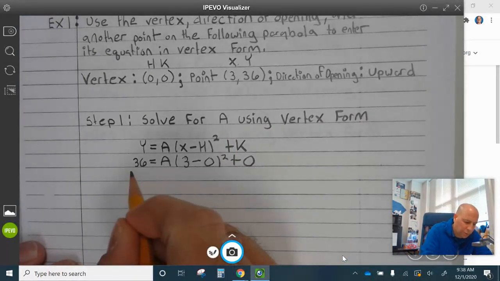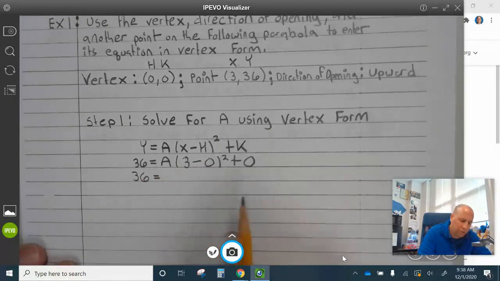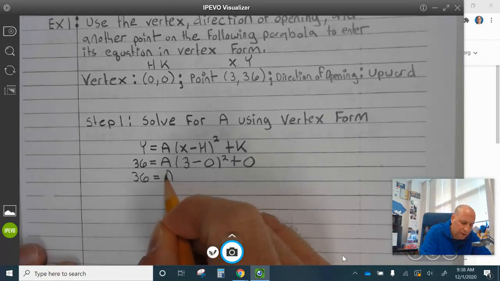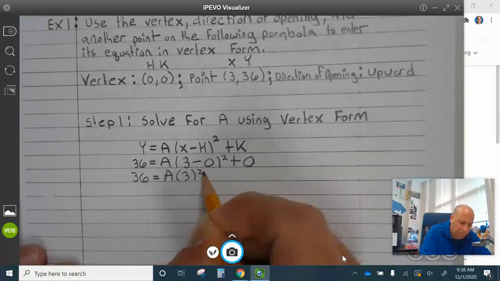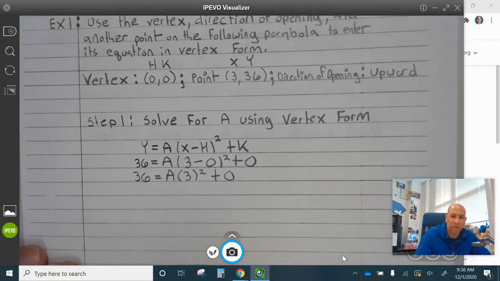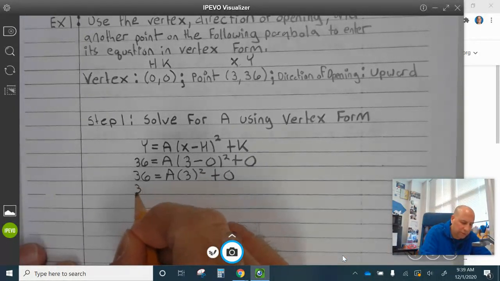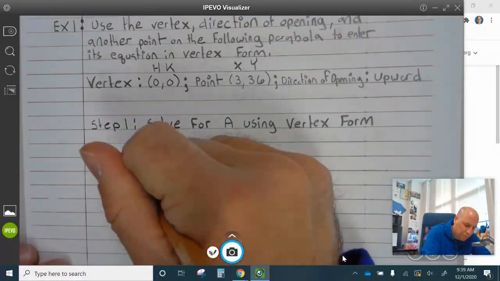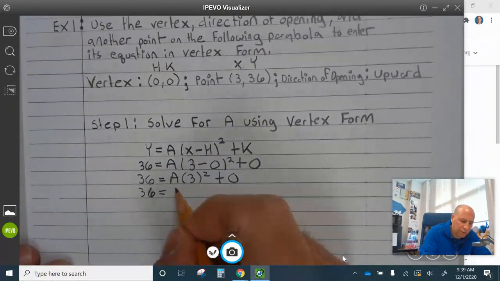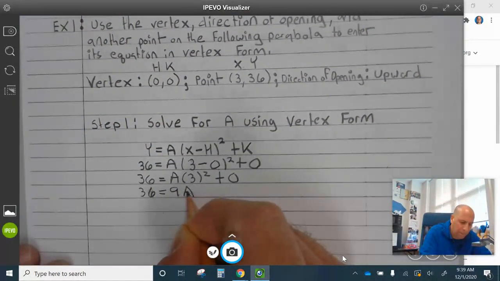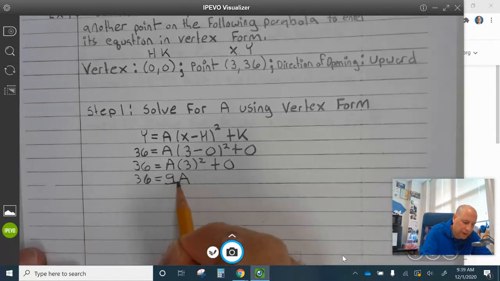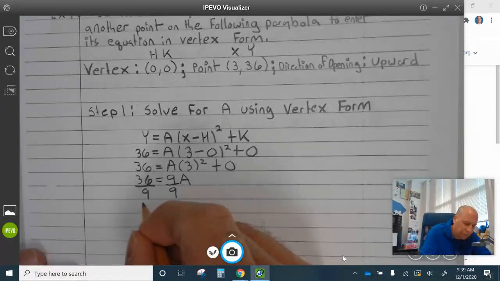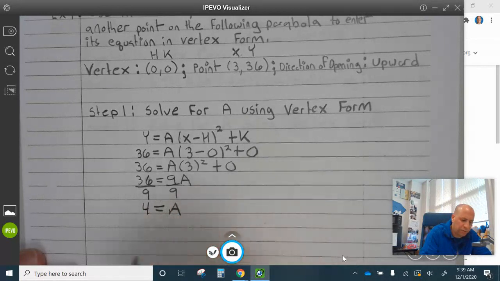Okay, so 36 equals, now 3 minus 0 is 3, so that's a times 3 squared plus 0. Okay, well, 3 squared is 9, so that's 36. Oh, not 39, 36. Okay, 3 squared is 9, so it's 9a. Okay, divide both sides by 9. Okay, 36 divided by 9 is 4, so a equals 4.